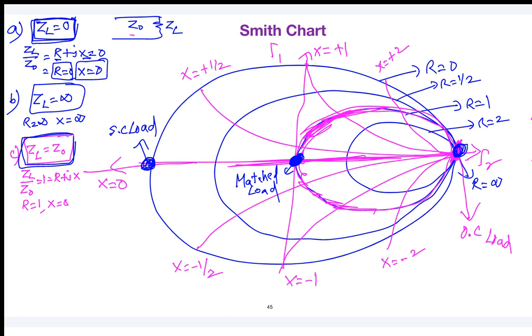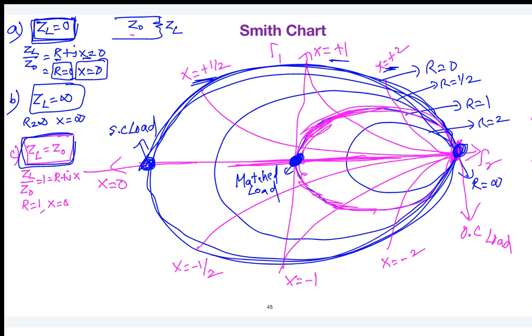Have you understood how to represent a point in a Smith chart? If you understood thoroughly, let me ask you one question. What is the nature of the load when you move on the upper half of the Smith chart? Inductive. You can clearly see the X value is positive. Similarly, when you move on the bottom half of the Smith chart, you are going to have capacitive. The upper half represents the inductive nature, the bottom represents the capacitive.